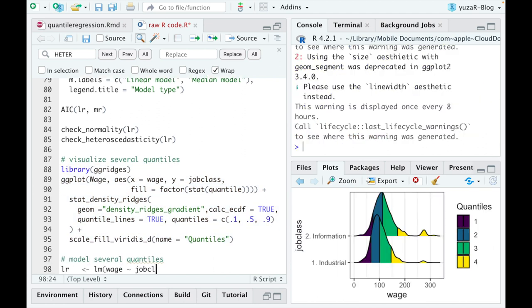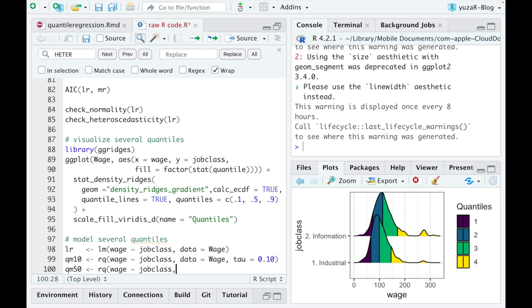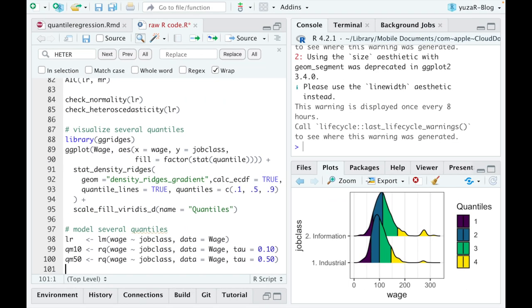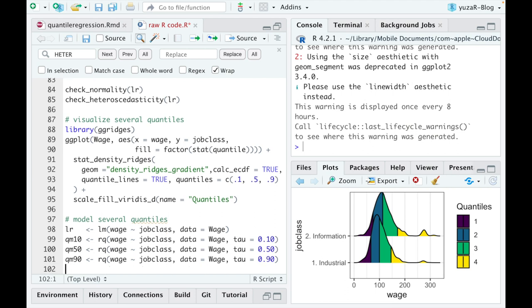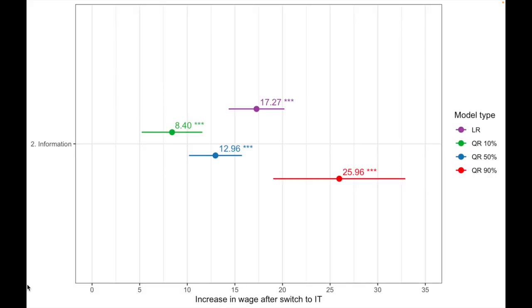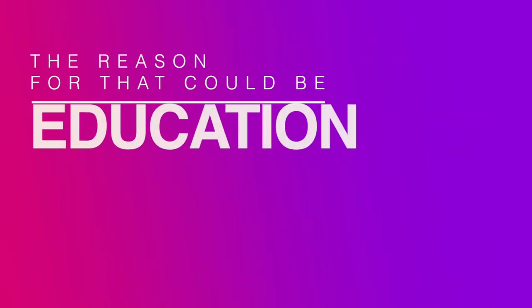Namely, if we take a low quantile, for example 0.1 instead of 0.5, we'll model the difference between low-income factory versus low-income IT workers. Similarly, if we take a high quantile, for example 0.9 instead of 0.5, we'll be able to check the difference between top salaries of industrial versus top salaries of IT workers. The results show that for low salaries, the difference between industrial and IT jobs is smaller than for median and high salaries. The reason for that could be education.